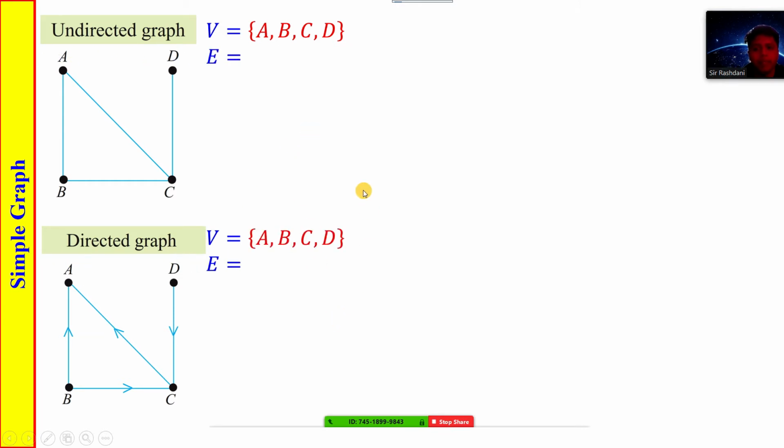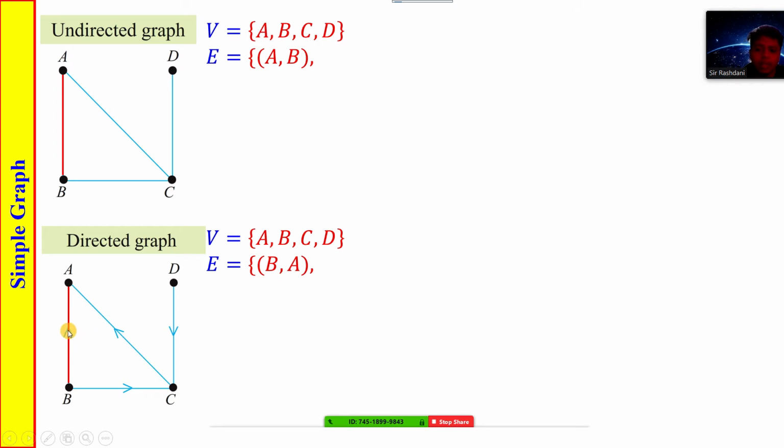For the edges, it will be AB. For an undirected graph, you just use AB or BA, up to you, but actually we will take AB first. Okay, AB, and then for this one it will be BA. We need to state the initial point first.